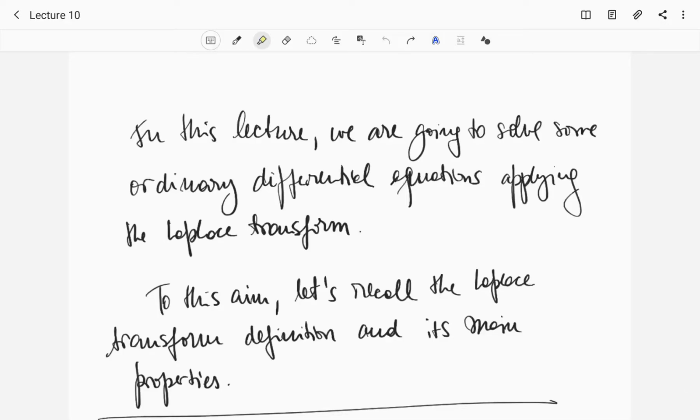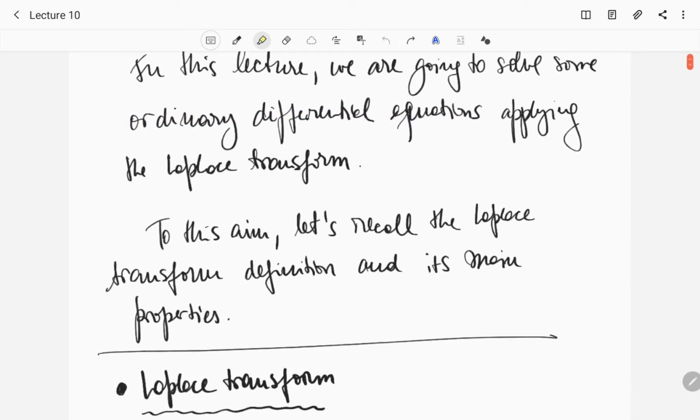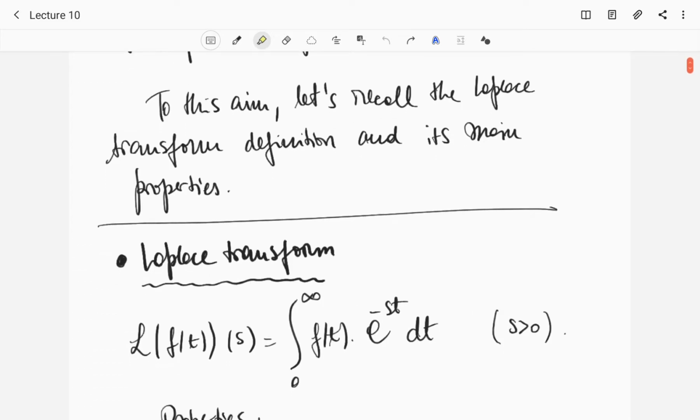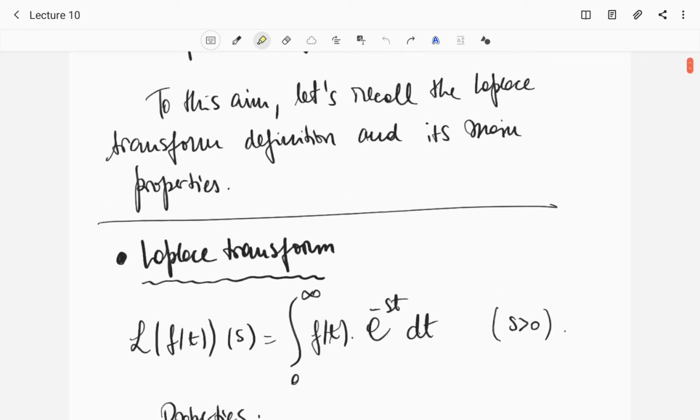Here we are in the last lecture about Laplace transform and also the last lecture of the course. Okay, we start. So the goal of this lecture is to solve some ordinary differential equations applying the Laplace transform, as I said in the previous lectures. To this aim, let's recall the Laplace transform definition and its main properties. For more detail, you can see lecture 9.